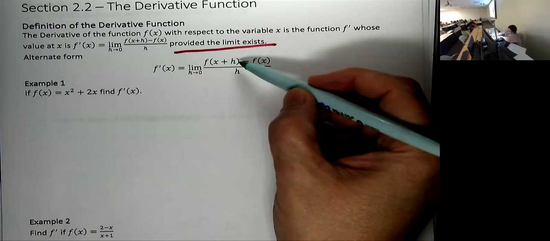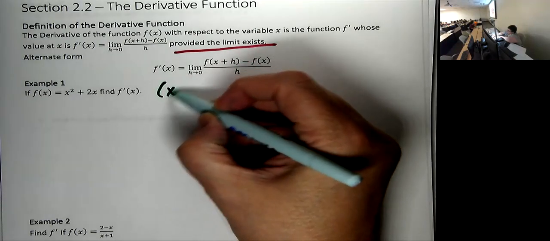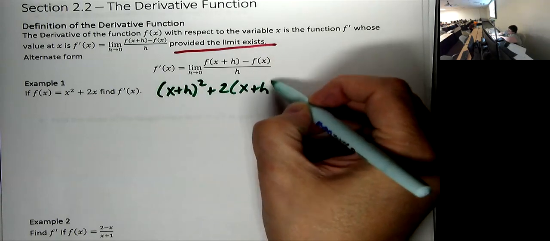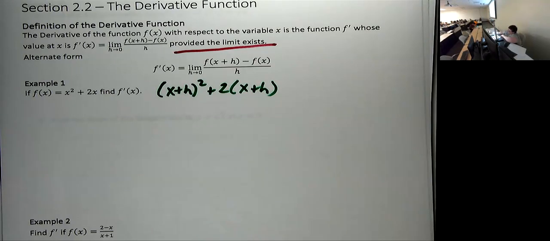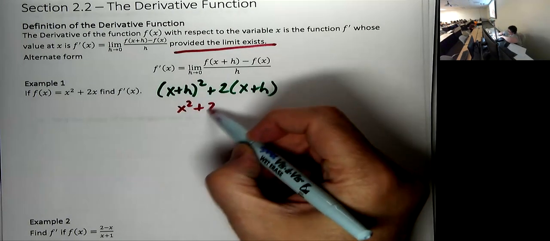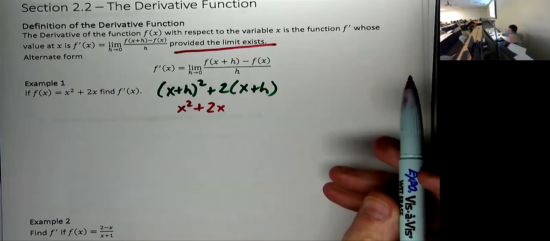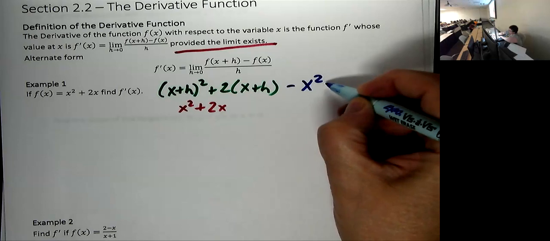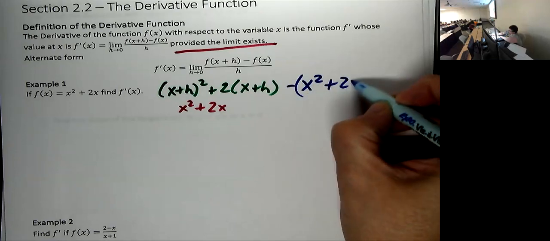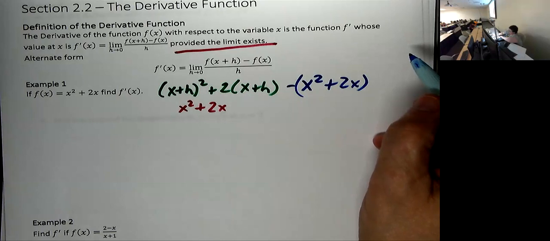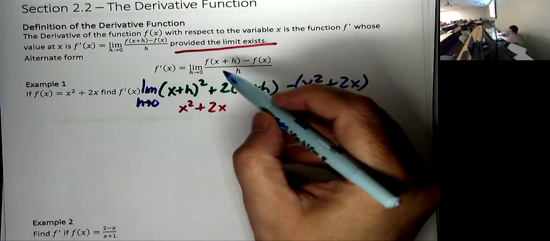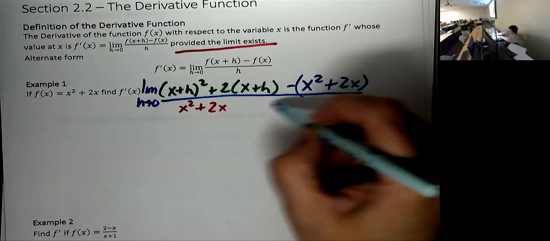So I need to do this f of x plus h. X plus h squared plus 2 times x plus h. That's matching up with my x squared plus 2x, just with x plus h substituted in. Then we have minus f of x, which is minus x squared plus 2x. Now I need a limit here. Limit as h goes to 0. And I need to put this all over h.